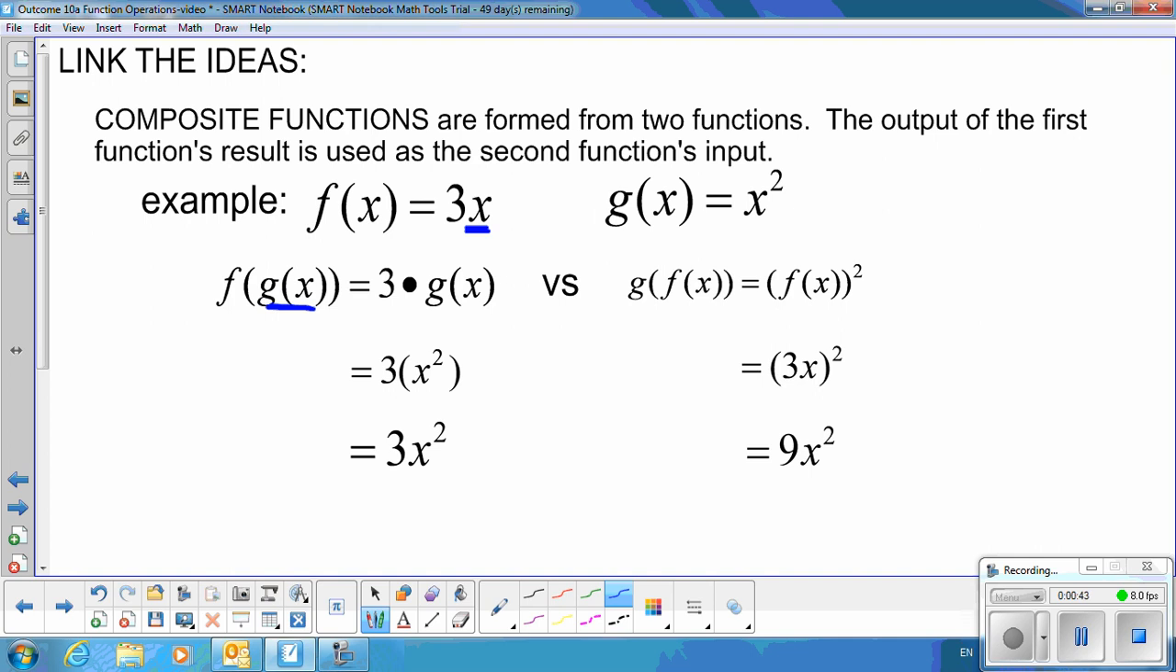If it's written as g of f of x, this time what we're going to do is substitute in f of x for x in g of x. So x in g of x is x squared, so the x becomes f of x. F of x is 3x, and so we end up with 3x all squared, or 9x squared. So in this one, order is very important when we're evaluating.